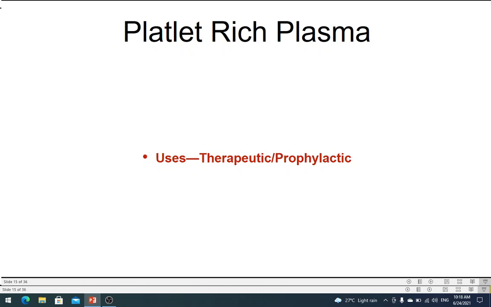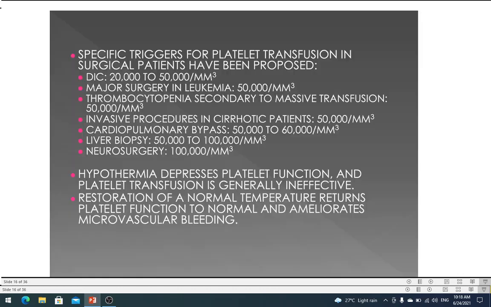Like for example, if you're giving a massive blood transfusion, you might have to give platelet-rich plasma along with that to prevent coagulopathy. So coming to some of the specific triggers for platelet-rich plasma infusion in surgical patients. If the patient has disseminated intravascular coagulation, which is usually an end result of any type of shock, or of massive transfusions. If you give, again, you can have disseminated.